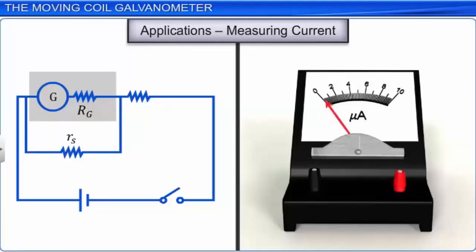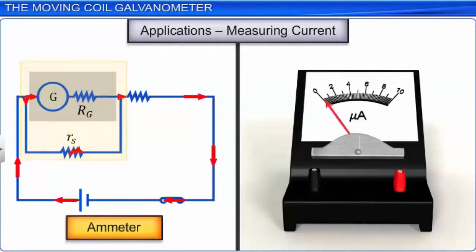This small resistance is called the shunt resistance. When a shunt resistance is connected in parallel to the galvanometer, most of the current passes through this shunt. Thus, the change in current in the circuit is negligible. Thus, a galvanometer can be converted into an ammeter by connecting a shunt resistance in parallel to the galvanometer.